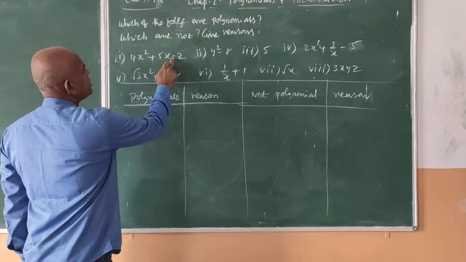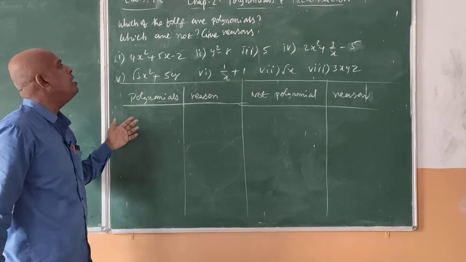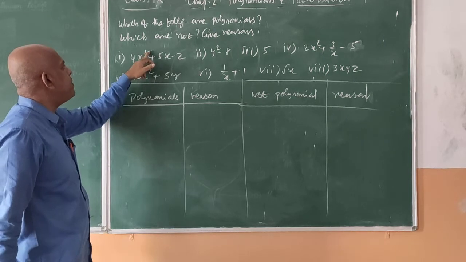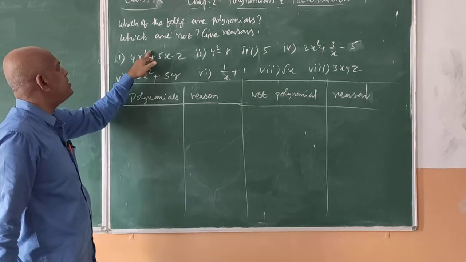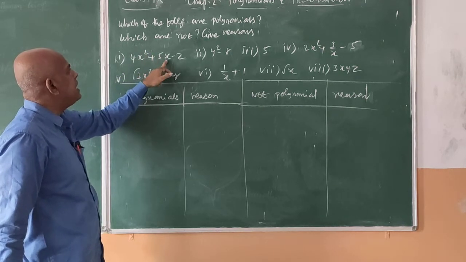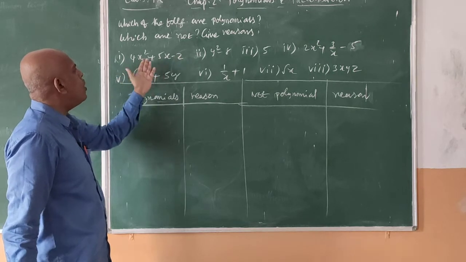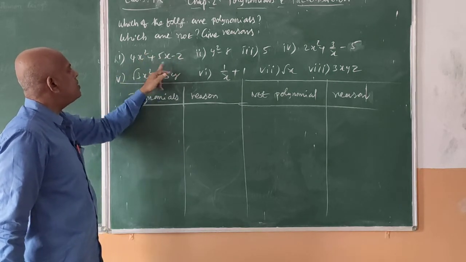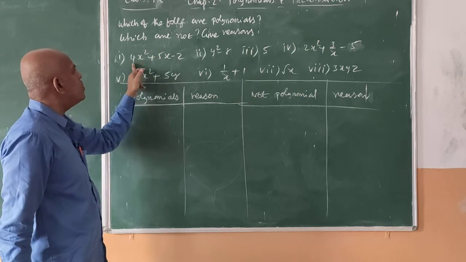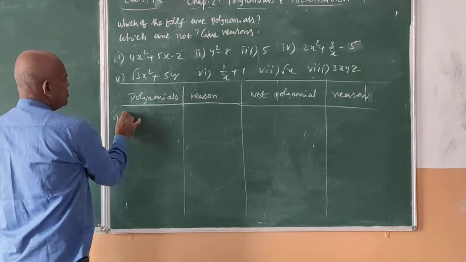4x square plus 5x minus 2. Actually, what is a polynomial? An algebraic expression in which the powers of the variables involved are non-negative integers. The powers of the variables are non-negative integers. X to the power of 2 is a positive integer. X to the power of 1 is also a positive integer. Here there is no variable in the last term. So all the terms contain positive integer powers of the variables. So this is a polynomial. So the first one comes under polynomials.